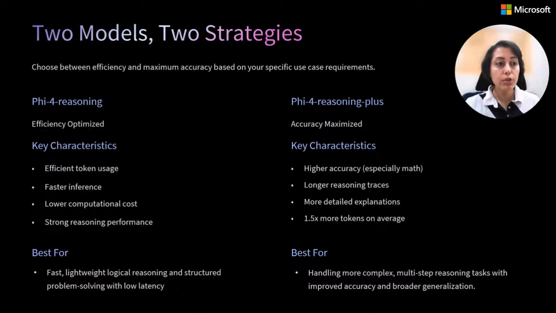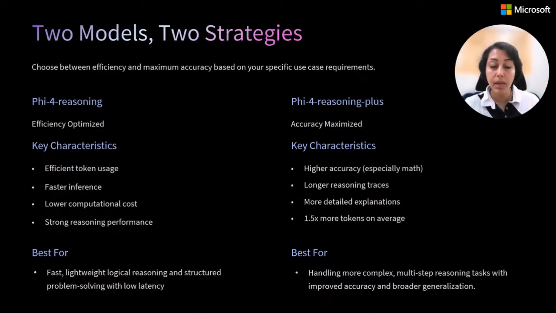So we really have two models and two strategies, and the users can choose between efficiency and maximum accuracy based on the specific use case. So on the one hand side, the supervised fine-tuned model, which is Phi-4 reasoning, is efficiency optimized, and it uses tokens efficiently. It has faster inference and lower computational costs, and still a very strong reasoning performance. So this is well suited for fast, lightweight logical reasoning and structured problem solving with lower latency.